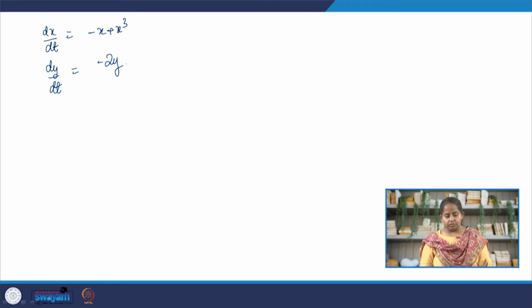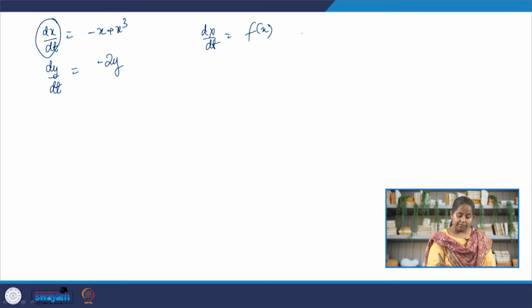Why am I saying that these two variables are not coupled with each other? Because the rate at which x is changing with time depends only on the current value of x. So basically dx by dt is only a function of x, and similarly dy by dt is only a function of y, not of x. This is a very simple classic textbook example, and we are starting with a very simple example. Very soon, when we run into the Lotka-Volterra model for competition, predation and cooperation, we will not be dealing with such uncoupled or decoupled systems.